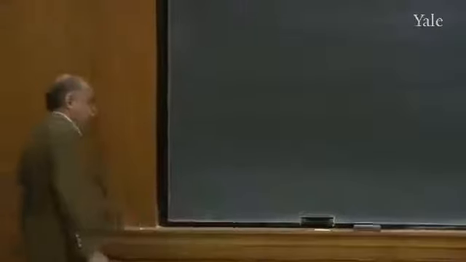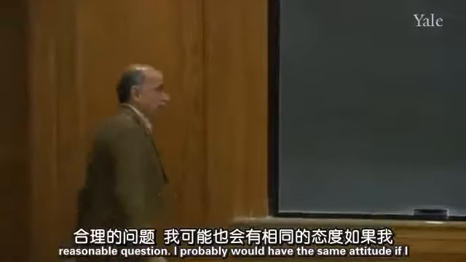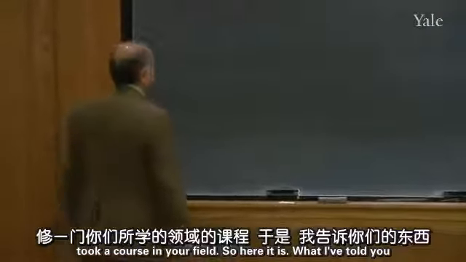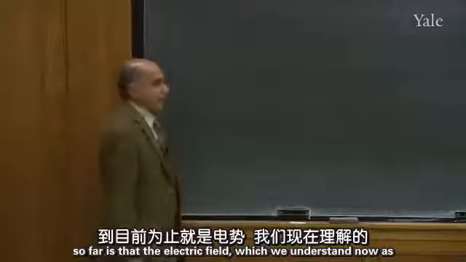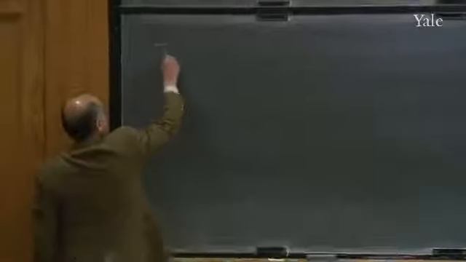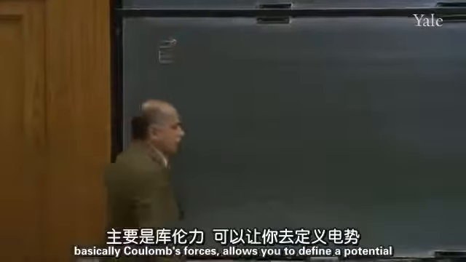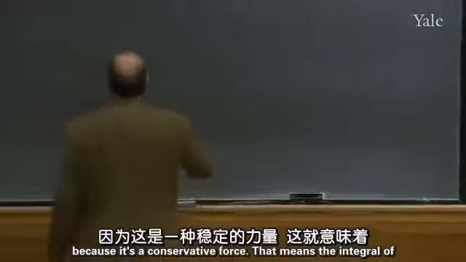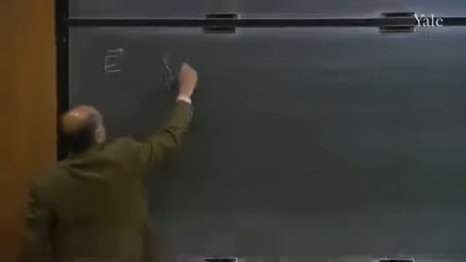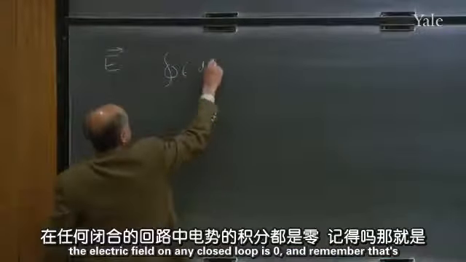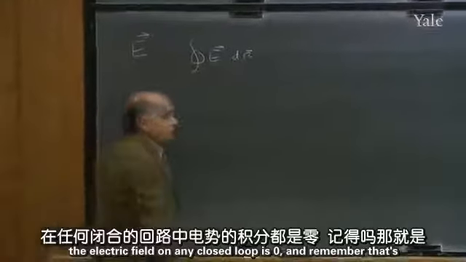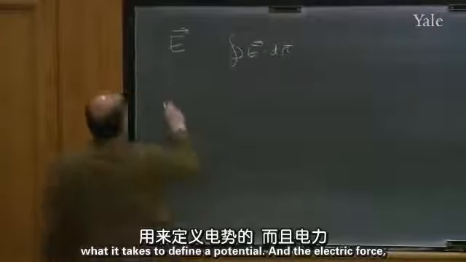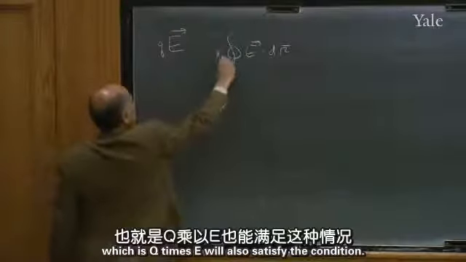So that's a very reasonable question. Probably would have the same attitude if I took a course in your field. So here it is. What I've told you so far is that the electric field, which we understand now as basically Coulomb's forces, allows you to define a potential because it's a conservative force. That means the integral of the electric field on any closed loop is 0. And remember, that's what it takes to define a potential. And the electric force, which is Q times E, will also satisfy the condition.